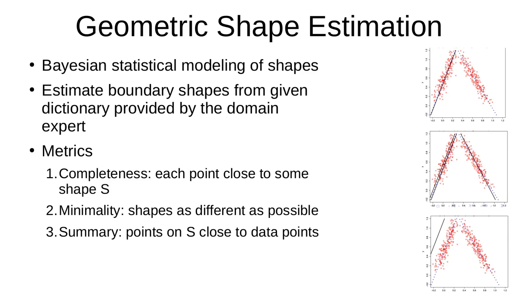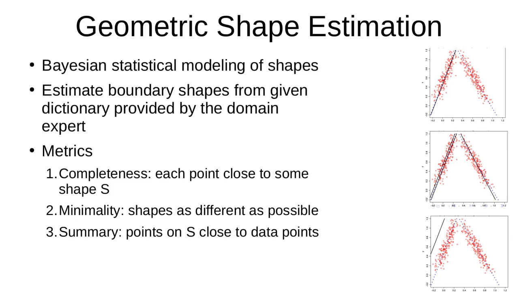Secondly, minimality criterion. The shapes should be as different as possible. In the middle panel here, the system has detected 3 lines, 3 solid lines, 2 on the left-hand side and 1 on the right-hand side. Okay, now it's complete, but the left-hand side is covered by 2 shapes very close to each other, which violates our minimality criterion.